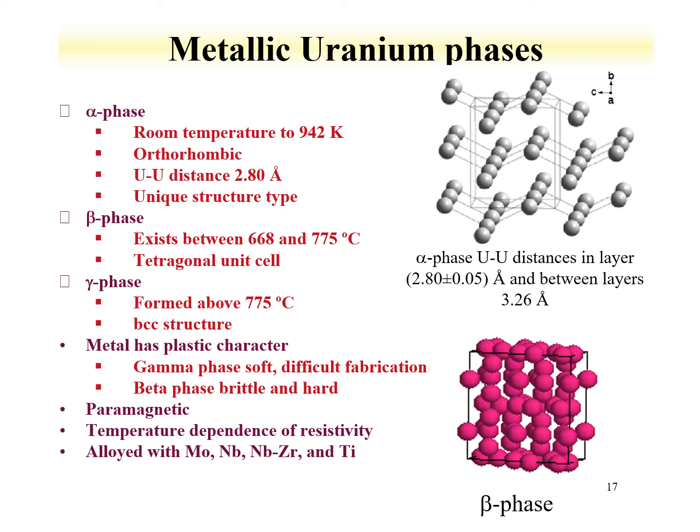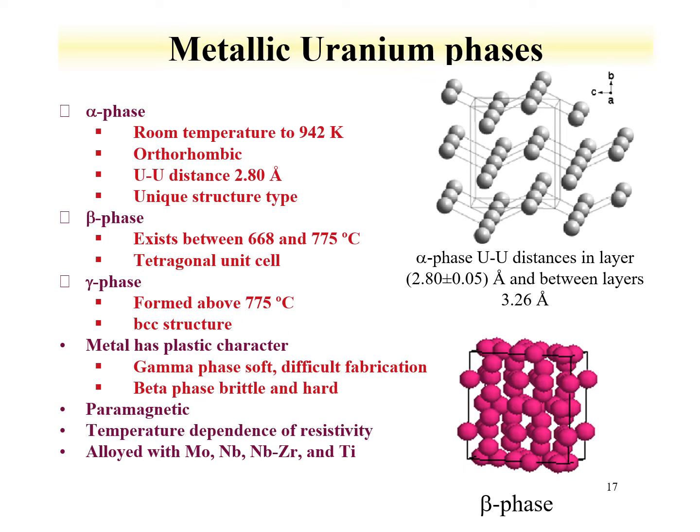So here are the different phases of uranium metal. We have the alpha phase, which is formed from room temperature up to about 600 degrees. The structure is orthorhombic, and the uranium distances are around 2.8 angstroms. This is what the structure looks like. The beta phase exists in a relatively narrow temperature range, with the tetragonal unit cell shown here, and the gamma phase is formed above 775 degrees and has a BCC, body-centered cubic structure.